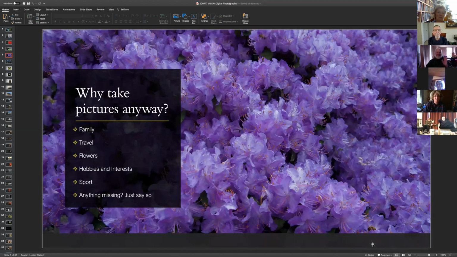Okay, what do you take pictures of? Family, travel, flowers, hobbies and interests, sport. Am I missing anything? Has anybody got a special interest that they want to take a picture of? Don't all speak at once. Some macros of fungi, of small things. Fungi in particular. Oh, insects, yes, rocks, lichen, you name it. Macro or micro, depending which school you come from. Photography is a significant field in its own right.